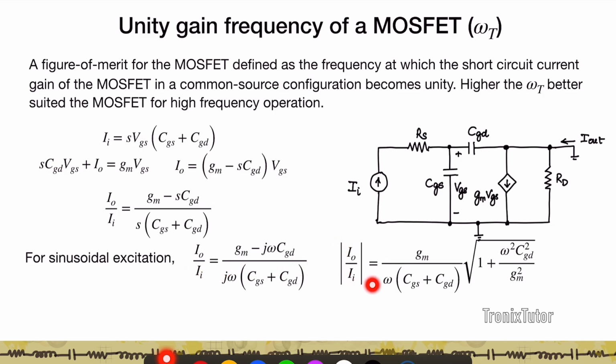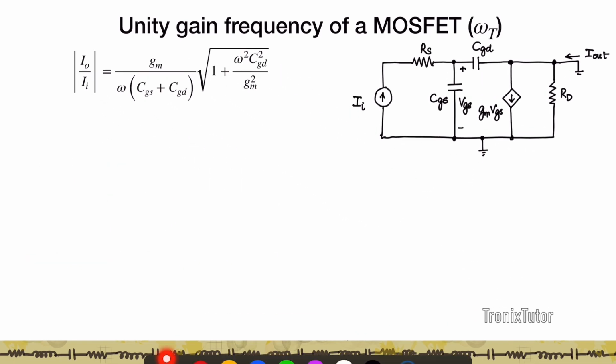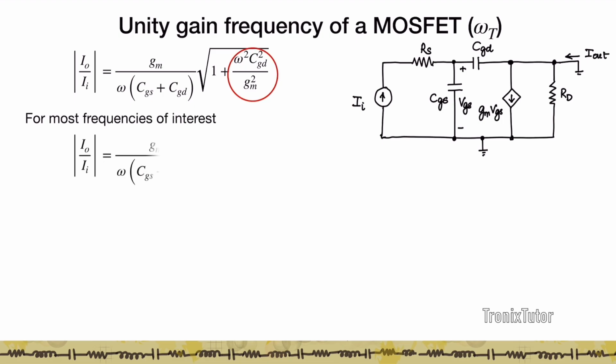And if I look at the magnitude of this gain, it's given by Gm by omega into CGS plus CGD times square root of 1 plus omega squared CGD squared by Gm squared. Now we'll make a simplifying approximation here that for most frequencies of interest, this number that we have next to 1 is a small number, right? Because CGD is a small number, omega CGD is smaller than Gm. And so when you use the approximation, my I naught by II drops to a very simple expression of Gm by omega into CGS plus CGD.